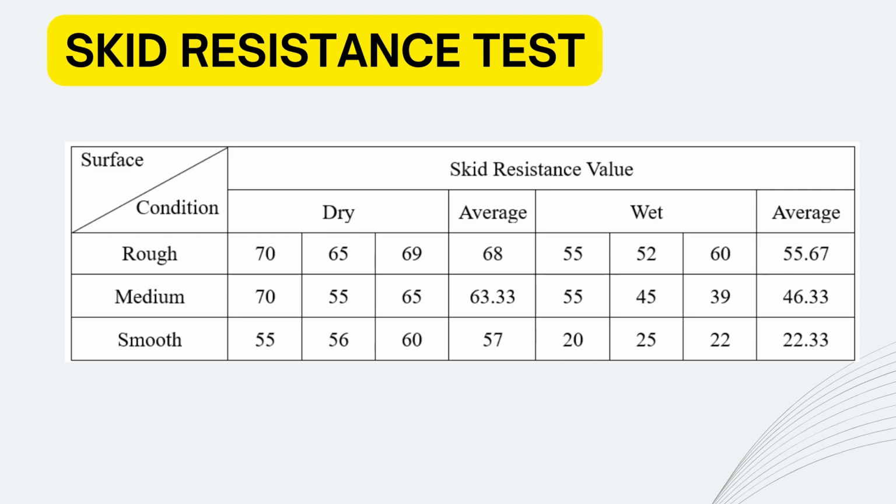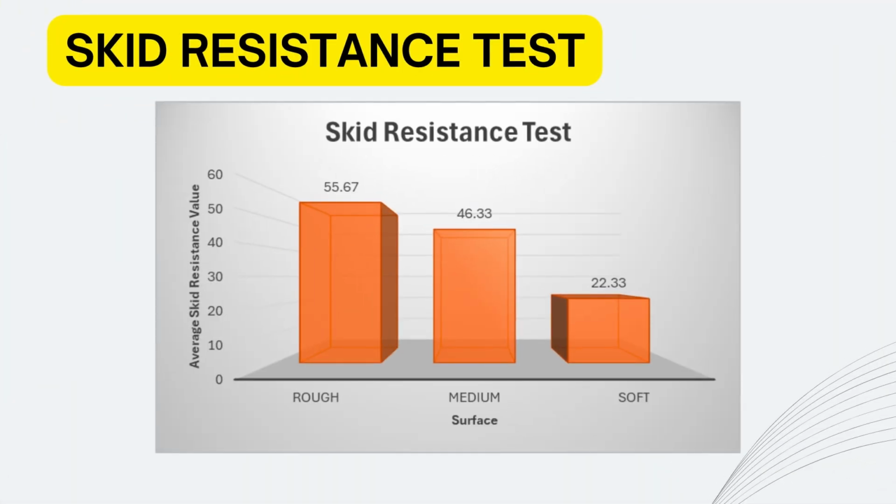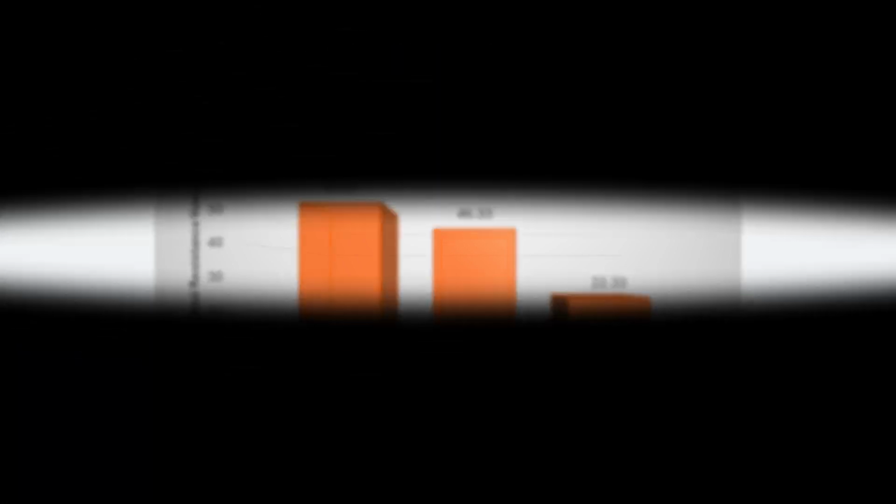Rougher surfaces maintain higher skid resistance under both dry and wet conditions, while smooth surfaces exhibit a significant drop when wet, posing safety risks. The graphical representation of the results is shown, where the rough road surface exhibits the highest skid resistance value regardless of dry or wet condition.